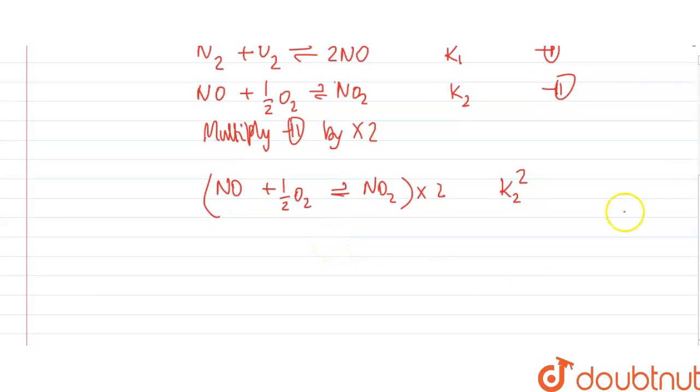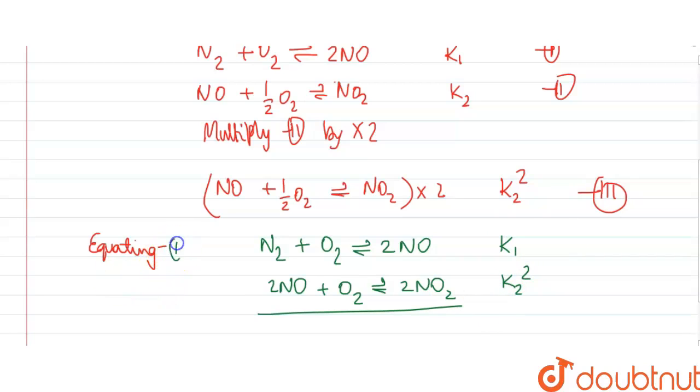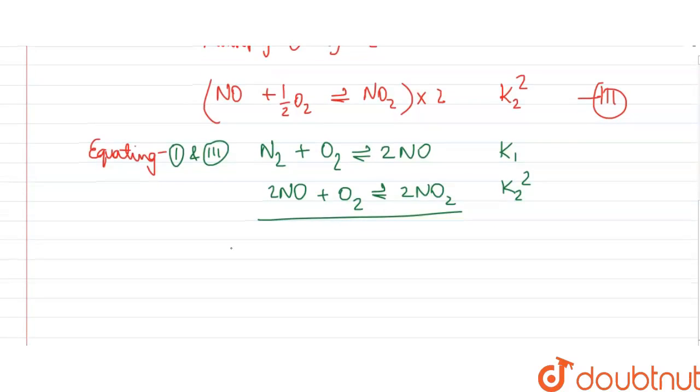So let us then add equation number 1 and 3. We get N2 plus O2 in equilibrium with 2NO, and 2NO plus O2 in equilibrium with 2NO2. Its equilibrium constant is K1 and this is K2 square. So finally, we have to cancel out 2NO from here and here because they are on opposite sides, and on the same side O2 gets added up. So N2 plus 2O2 is in equilibrium with 2NO2.